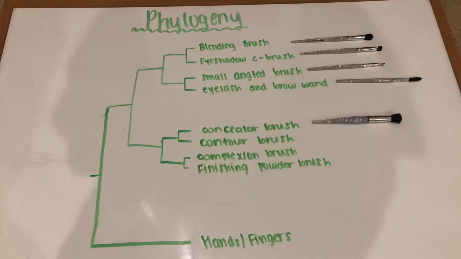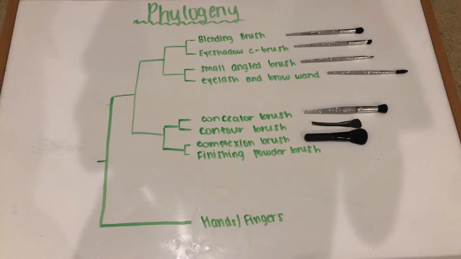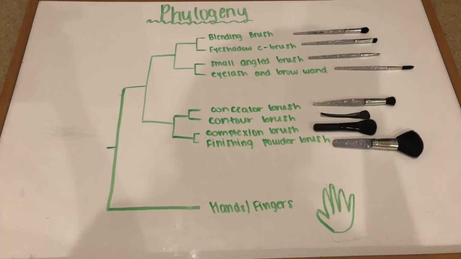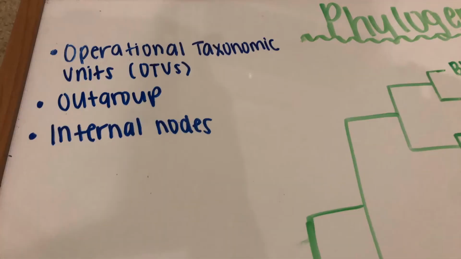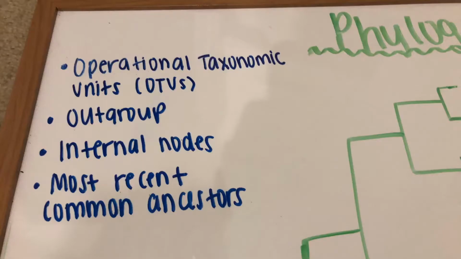For example, let's represent my makeup brushes in this phylogenetic tree and go over the characteristics that allow my display to be structured the way it is. There are a couple features that make up the overall tree, and those are OTUs, or operational taxonomic units, the outgroup, the internal nodes, and the most recent common ancestors.